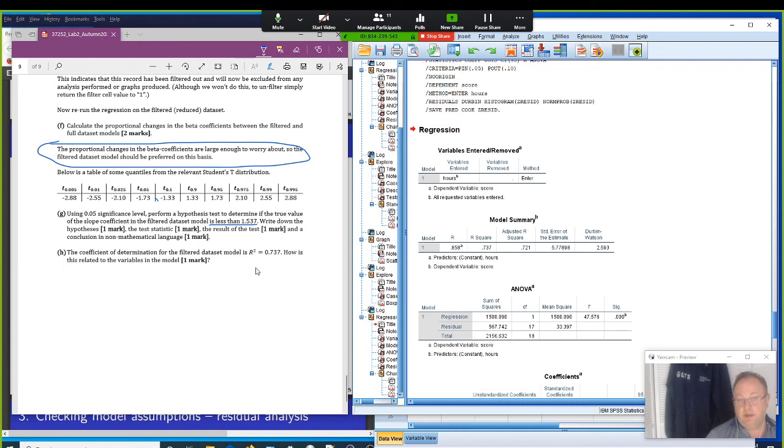Your statement will be the coefficient of determination R squared is explaining, I like that style, is explaining 73% of the variance. Okay, I think that's how you would phrase that. Explaining 73% of the variance. I think that's a good way to put it.